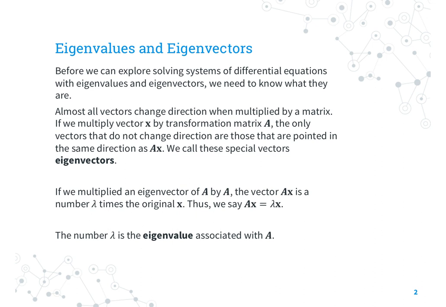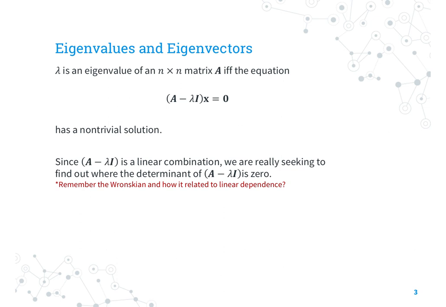If we multiply an eigenvector of A by A, the vector Ax is a number lambda times the original x. Thus we say that Ax equals lambda x, and the number lambda is associated with A. Lambda is what we call the eigenvalue of the n by n matrix A if and only if the equation (A minus lambda I) times x equals 0 has a non-trivial solution.